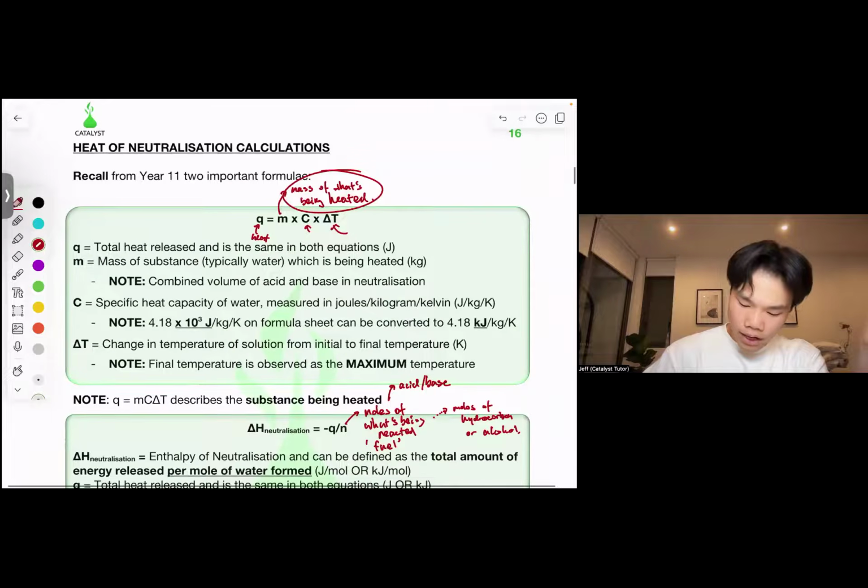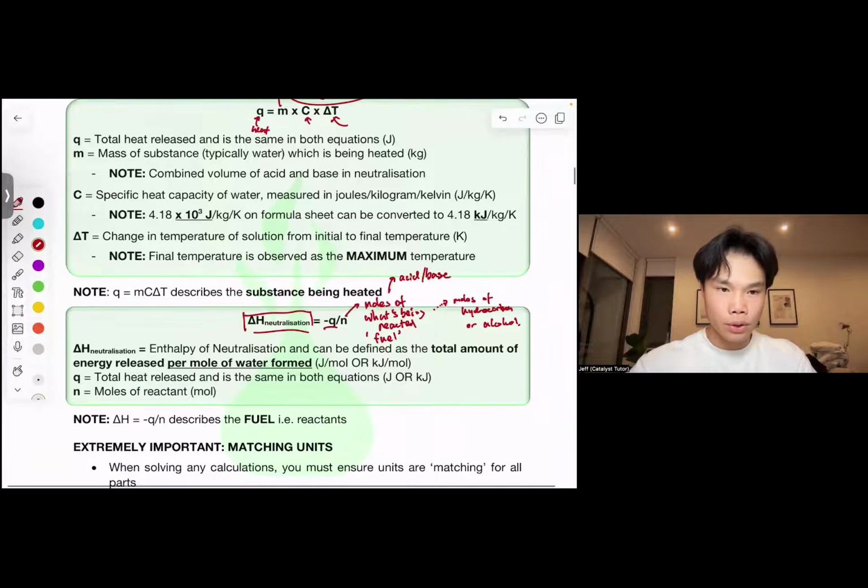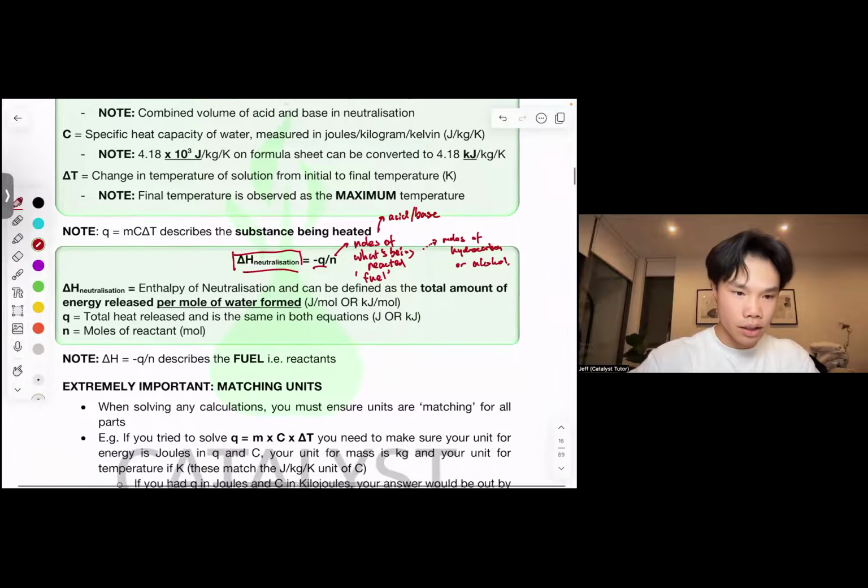Then delta H is your heat per mole, and Q is your heat once again. So when you're navigating these two equations, those are the two most commonly mistaken variables.